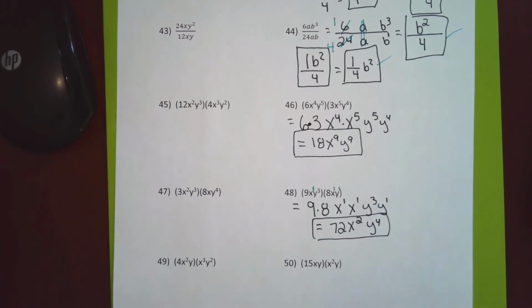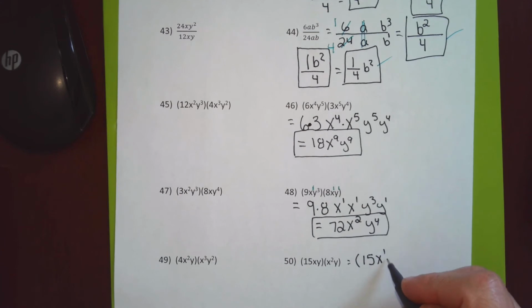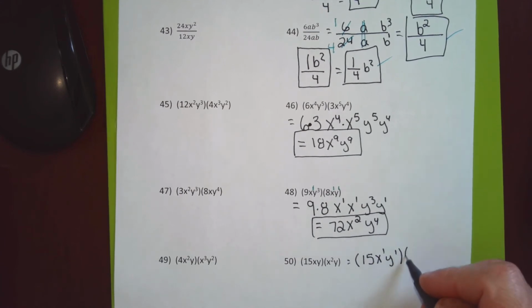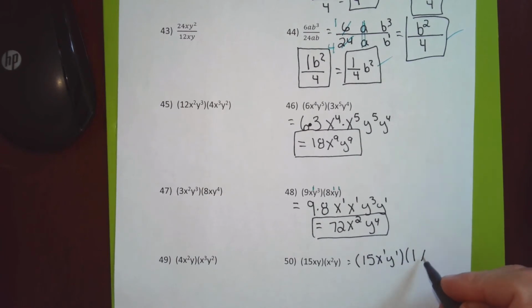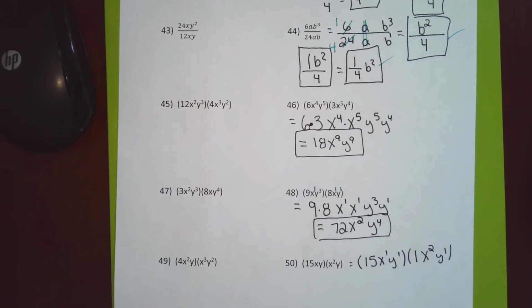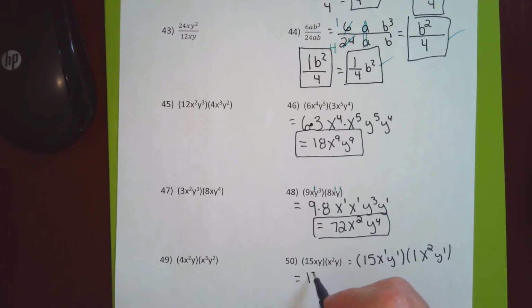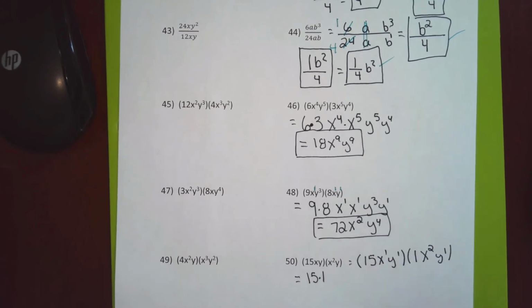Problem 50, that second parentheses, if it bugs me, has an implied coefficient of 1, and it might help me as I simplify this. In the first parentheses, both the x and the y have an implied exponent of 1. So this would be a way to imagine problem 50 written so maybe it looks more like 46 and 48. To simplify this, I'd just drop my parentheses. I'd multiply the 15 and the 1.